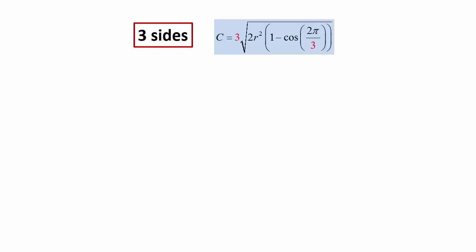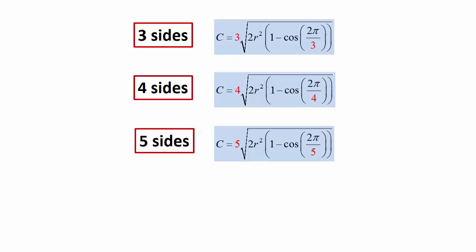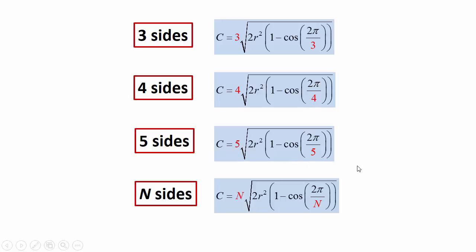Let's summarize what we found so far. For 3 sides, the circumference becomes that. 4 sides, 5 sides. Do you notice something? The numbers in red are the only values that are changing, and they represent the number of sides of our approximating shape. So that means for a shape with n sides, this would be the approximating circumference of the circle.